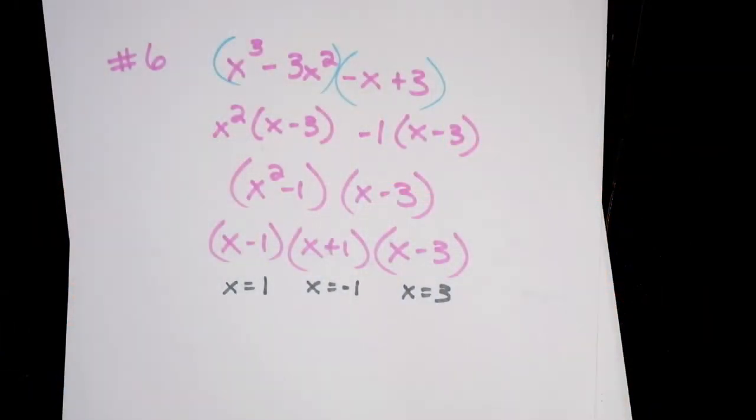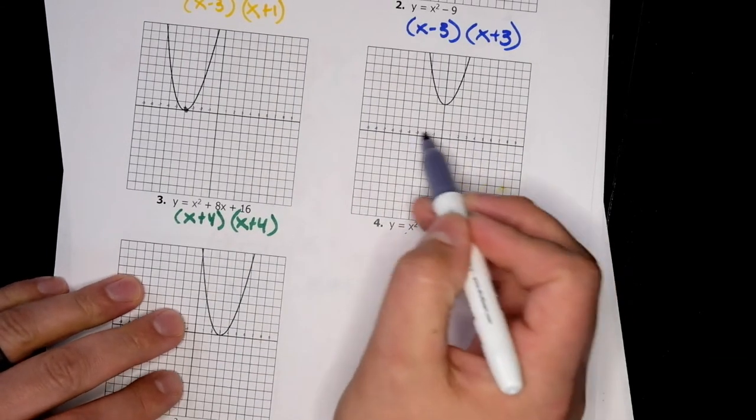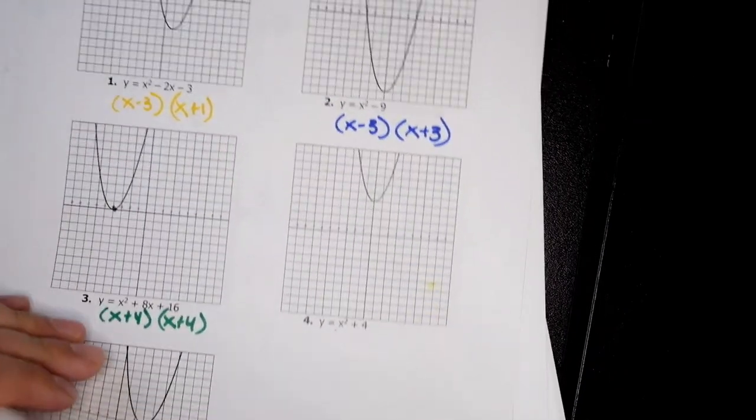It's not always a binomial factor. Sometimes you can factor out x by itself, and one of the zeros is just 0 itself if it crosses at the origin. So let's go back and look at number 4 real fast, because number 4 did not factor. Remember, this one did not factor, and notice we don't have an x-intercept here.